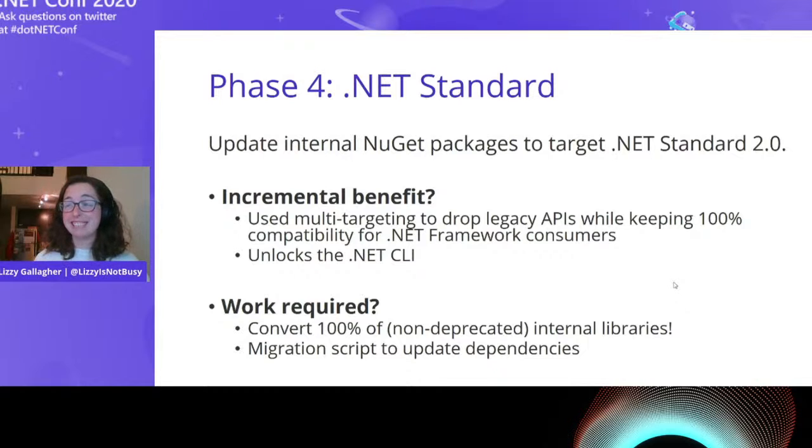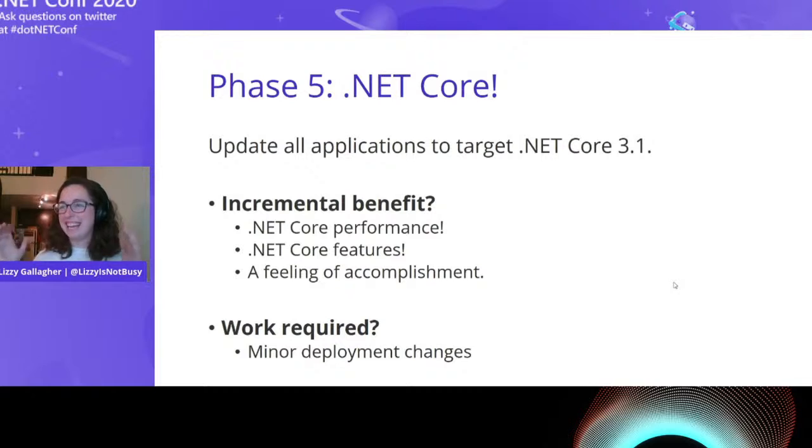I told you there were 5 phases. We ended up at .NET Core. So this is updating all of our applications to target .NET Core 3.1. This is the easiest update and gives you the biggest benefits, because you get .NET Core performance, you get .NET Core features, and you also get a feeling of accomplishment. And the work required is very small, just some minor deployment changes, because you had laid so much of the groundwork in your previous phases. But the actual code changes required here for a consuming team are very, very small, mostly behind the scenes effort. So those are the 5 phases we ended up with.